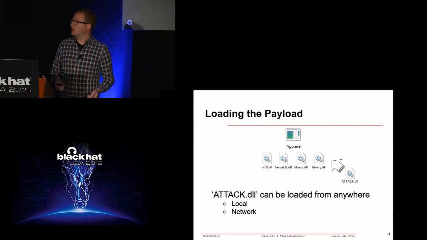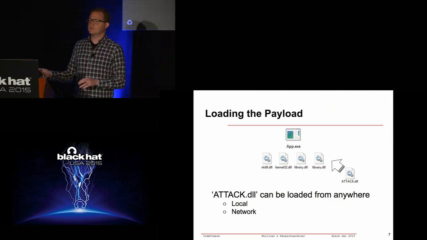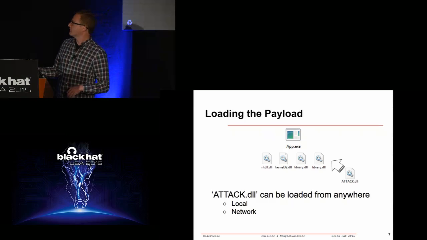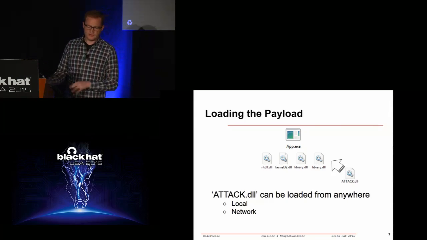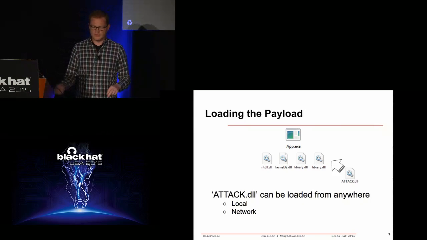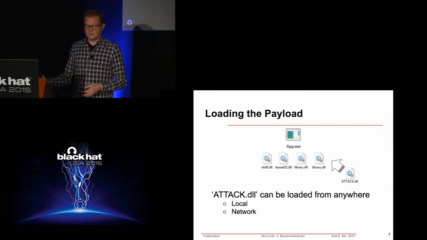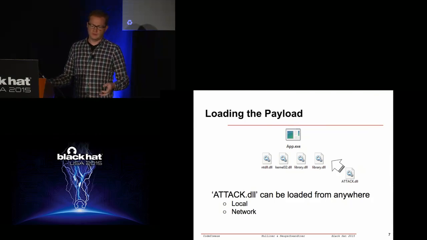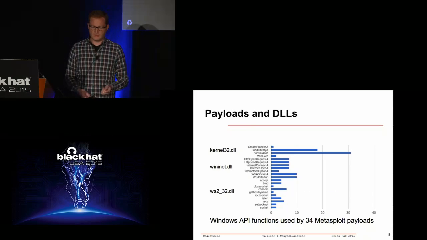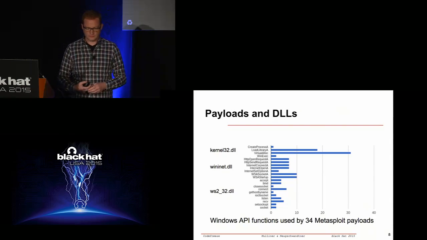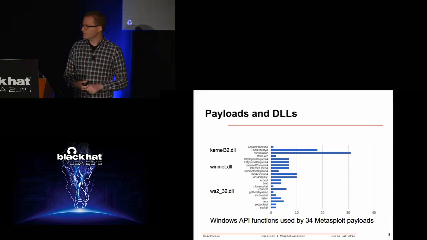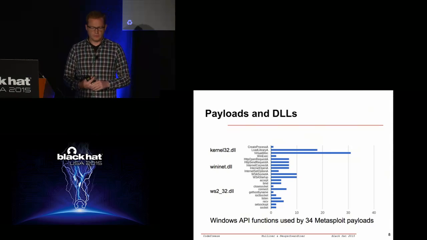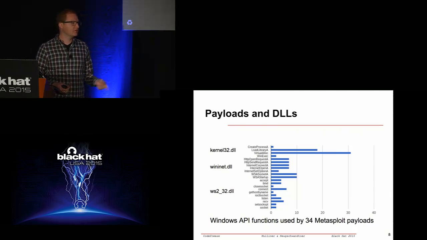So in the normal case, you have your application. This picture we will use throughout this presentation. You have some application, you have your DLL, and then at some point the attacker, for example, loads his own DLL into the process, either from a local drive or from a network drive, and then has his code running in the application. Here we looked at some Windows APIs that are used by Metasploit. Do you want to say a few words about this?